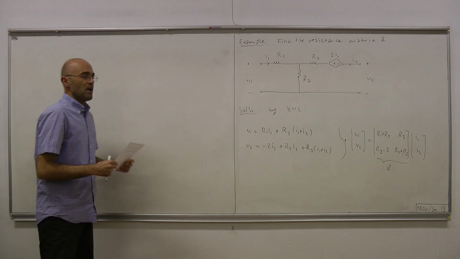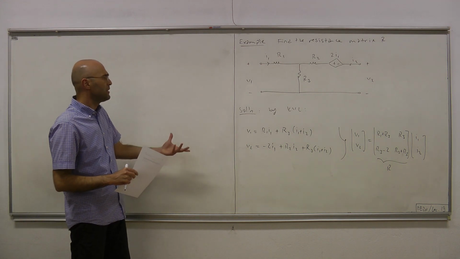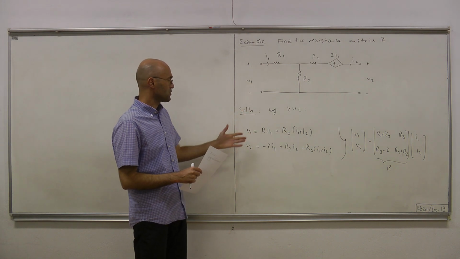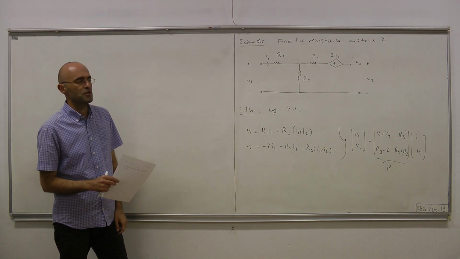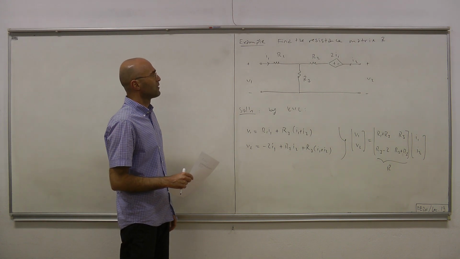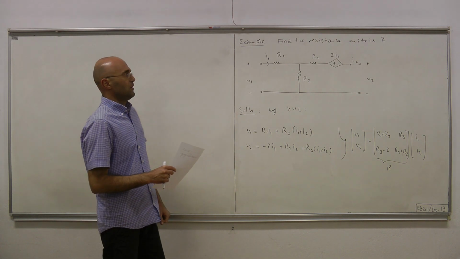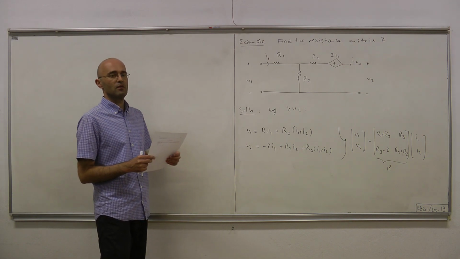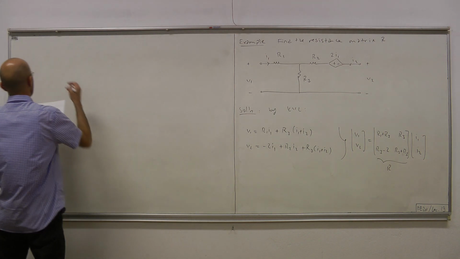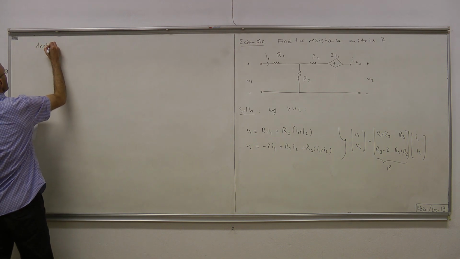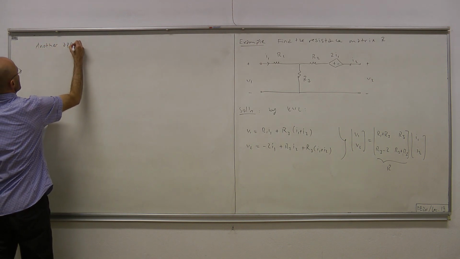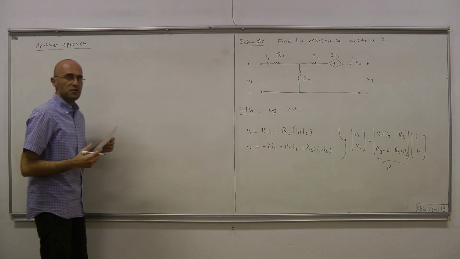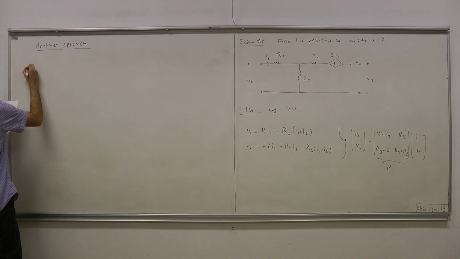Now, for this particular example, we really don't need any other approach because it's quite easy to obtain the resistance matrix by just writing the voltage equation. But for some other topologies, the following method could be more useful. So let's also talk about that. Another approach for obtaining the resistance matrix.